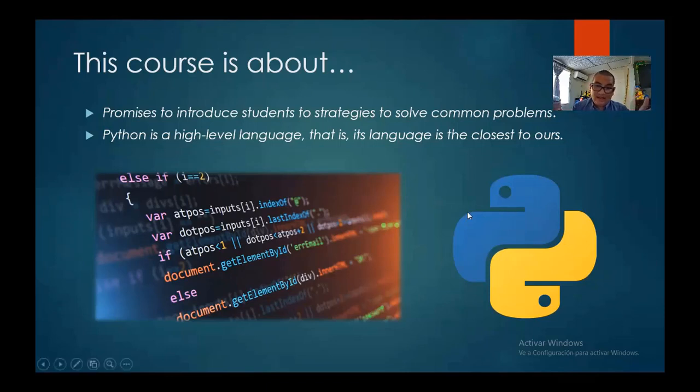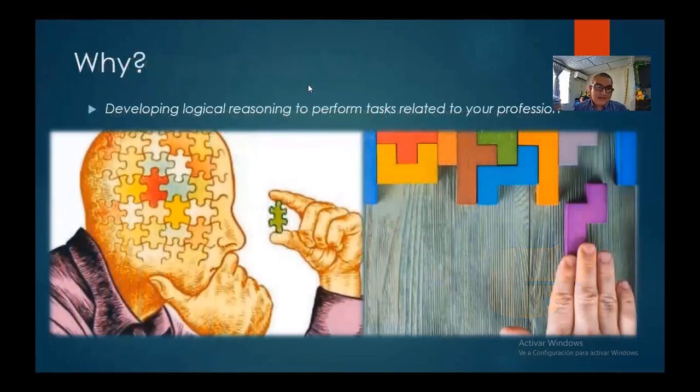Python is a high-level language, and its language is the closest to ours, in fact to English. So learning the programming language is secondary. The principal objective is developing logical reasoning to perform tasks related to your profession.